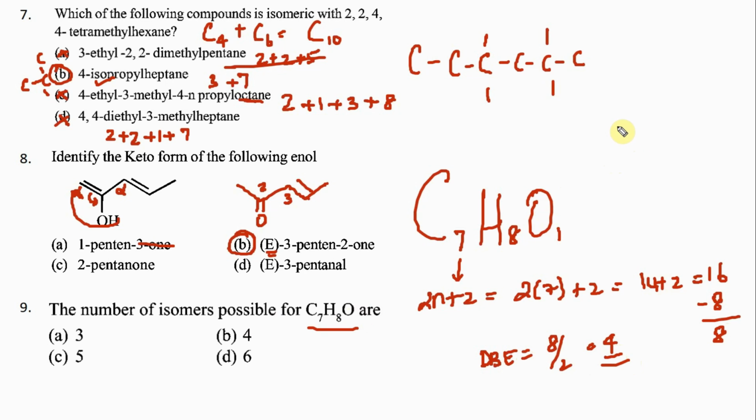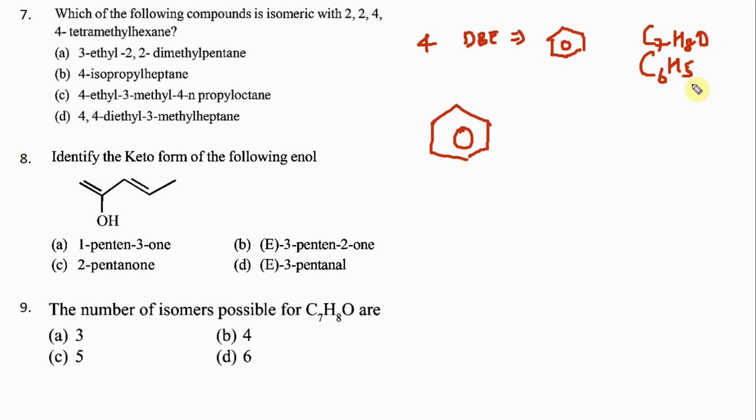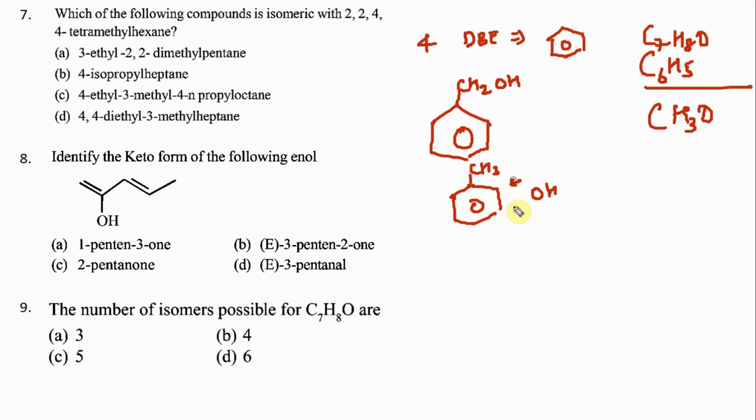Now what all can we do? Number of isomers possible. So there are 4 double bond equivalents. Let's look into drawing them. Right away you need to see that a benzene ring is possible, because it has three double bonds and a ring. So let's first start with the benzene ring. Benzene ring is C6H5. What's given to me is C7H8O. So the remaining is CH3O. Now what I can have is CH2OH, that is CH3O. Then I can have CH3, and OH here, here or here.